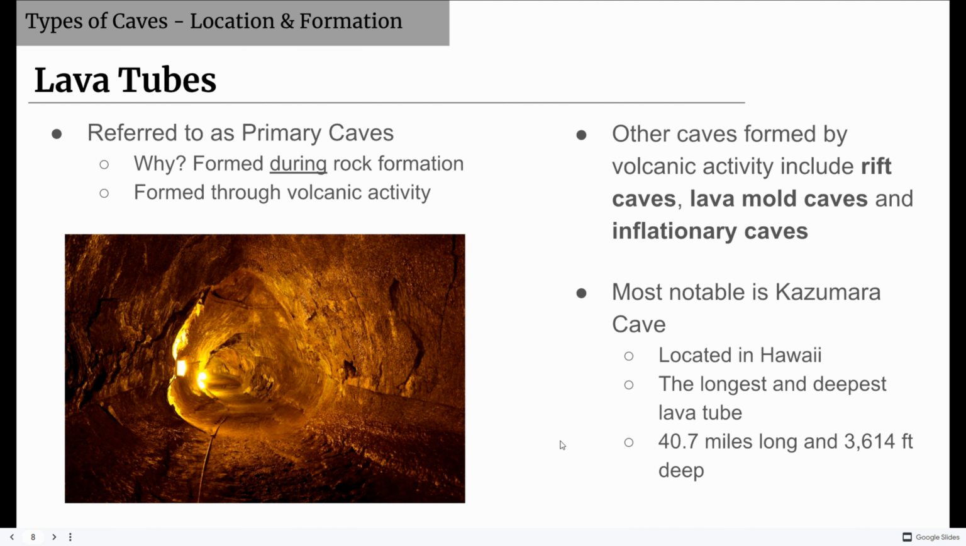One of the more famous lava tubes is Kazumara Cave in Hawaii. It is the longest and deepest lava tube that we are aware of when this presentation was made. It is just under 41 miles long and just over 3,600 feet deep.